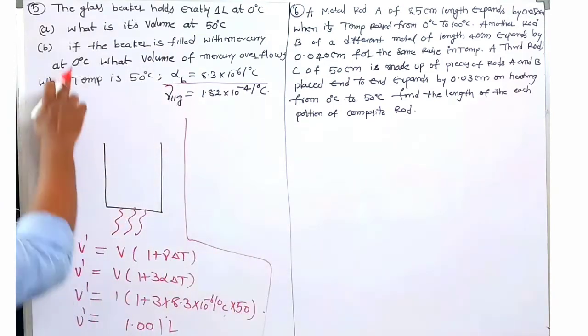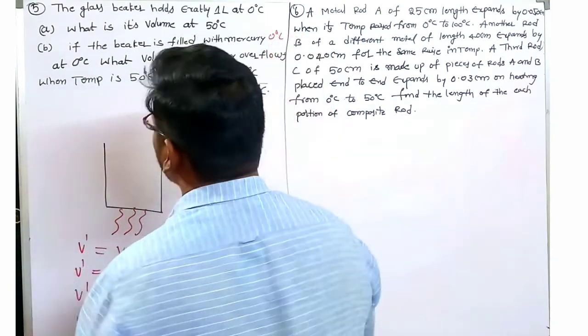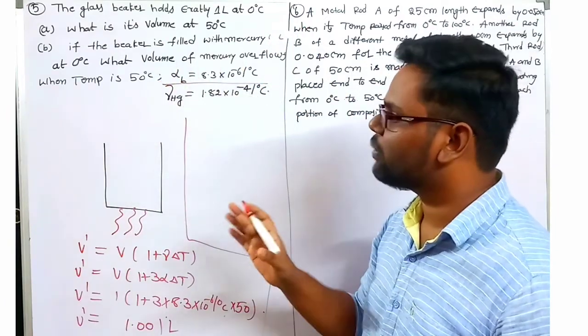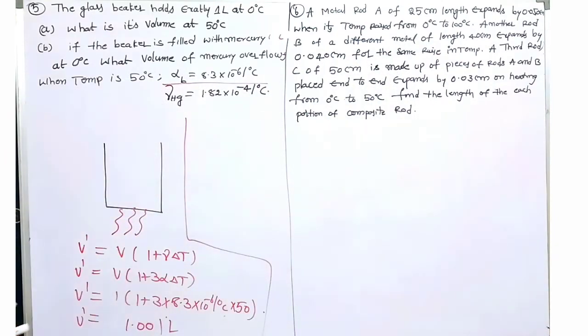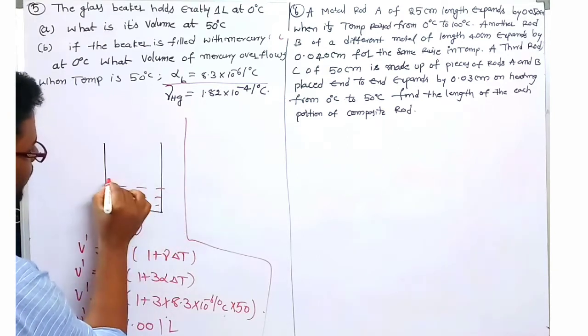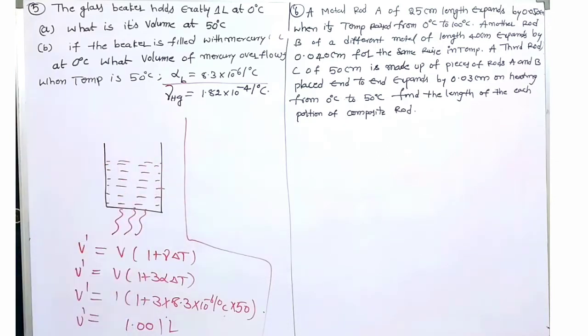Now the next part: if the beaker is filled with mercury at 0 degrees Celsius, what volume of mercury overflows when the temperature is 50 degrees Celsius? Now it is filled with mercury, right? So if the beaker is filled with mercury at 0 degrees Celsius, what volume of mercury overflows when the temperature is 50 degrees Celsius?